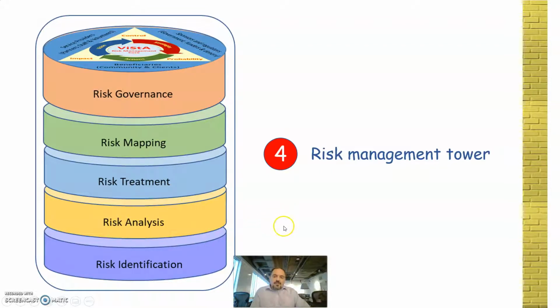And the final stage is risk governance. We emphasized the importance of risk governance and risk management, because the involvement, the commitment of the decision makers, the top level, the board members, and the management team is essential for the success of risk management. So risk governance is a special chapter in our book, and it's a special topic in the framework.